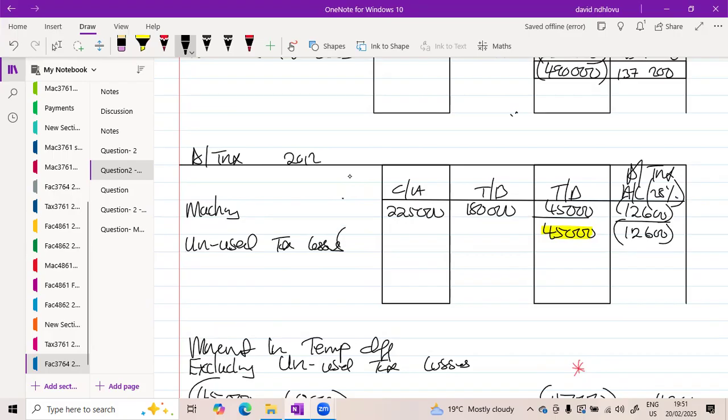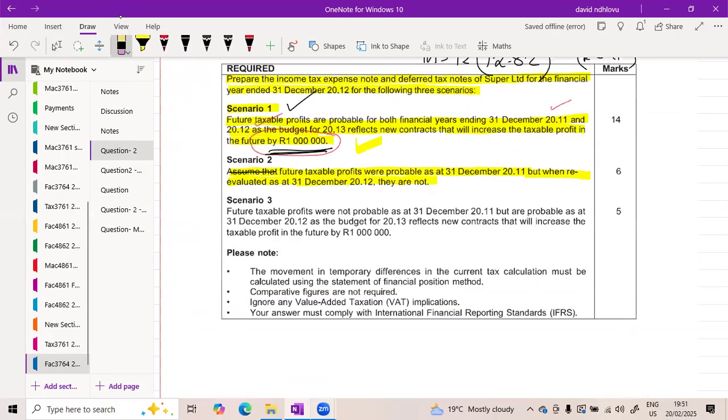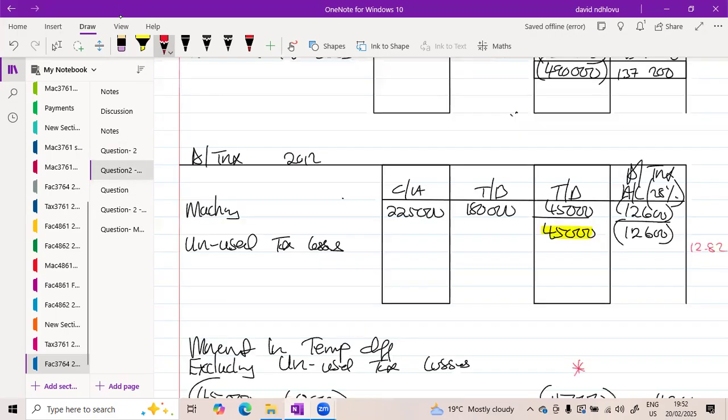Right, check section 12.82. Remember I said you must look at section 12.82, where you get the theory from the standard, but I will explain it. Now, this is what they said, but when re-evaluated at 31 December, they are not. So remember, we're talking about future taxable profits were probably in 2011, but when they were re-evaluated in 2012, they are not. What is the implication of that?